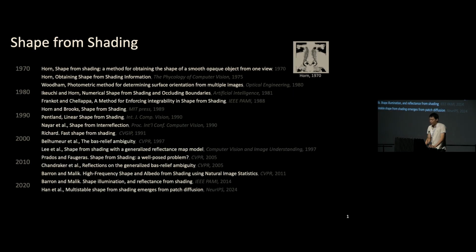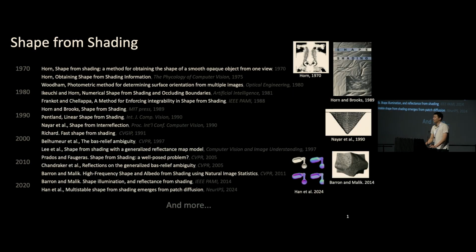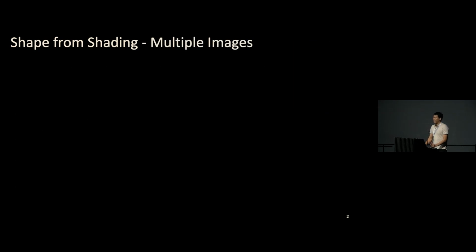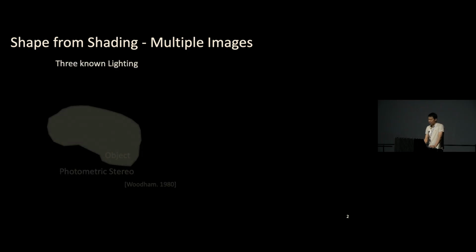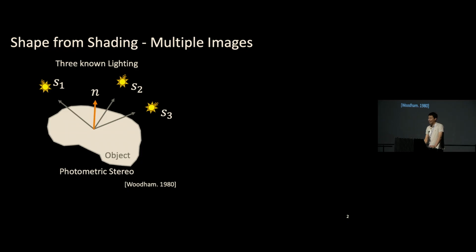Shape from shading has been a long-standing problem in computer vision over the past 40 years. There is a rich history behind it, and many amazing works have been done. The main challenge is how to deal with its ambiguities. For example, in the case of multiple images with known lighting, Robert Woodham proposed photometric stereo in the 1980s, which shows that the surface normal and albedo can be estimated under three known lightings. However, this requires at least three images corresponding to the known lighting.